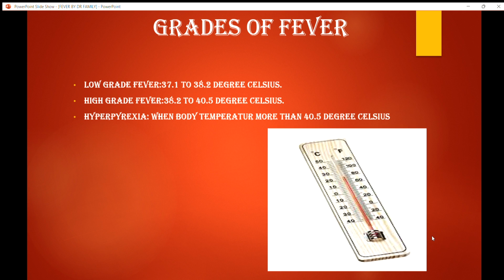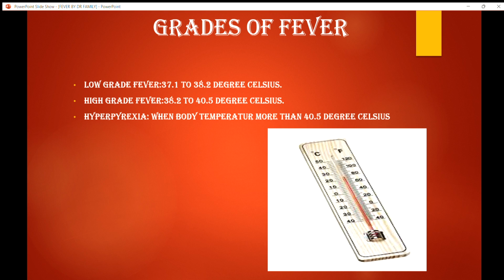And next thing, what are the grades of fever? Low grade fever is when your body temperature is between 37.1 to 38.2 degrees Celsius; at that time you should consider it a low grade fever. And high grade fever is when your body temperature is between 38.2 to 40.5 degrees Celsius; at that time you should consider it a high grade fever.